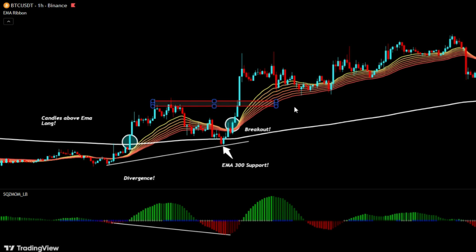Some traders prefer waiting for an additional price action trigger. In this case, price breaks above the resistance, pulls back to retest the level, and then continues higher. Of course, no setup works every time, which is why confirmation and risk management are so important.